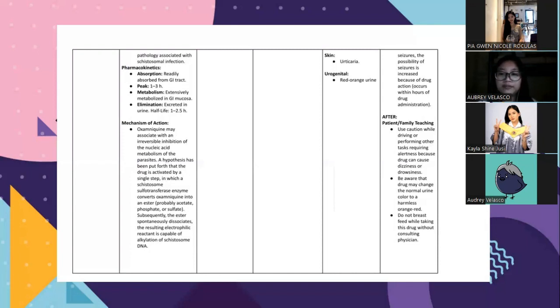And then do not breastfeed while taking this drug without consulting the physician.